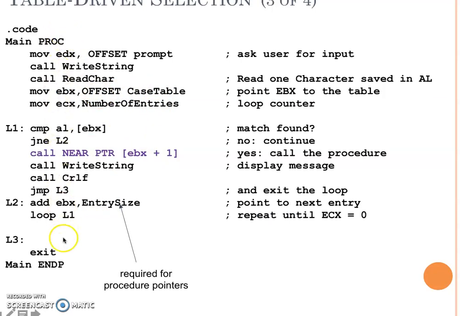Okay, so that's why here you will see now, we complete the main function. I still write string to print the prompt message. I read the user input. So the EBX is the beginning of the case table, and my ECX is the number of entries. When I compare AL with the EBX entry, if they are not equal, I need to go and increment my EBX by the entry size. Then I go back to my L1 to compare again.